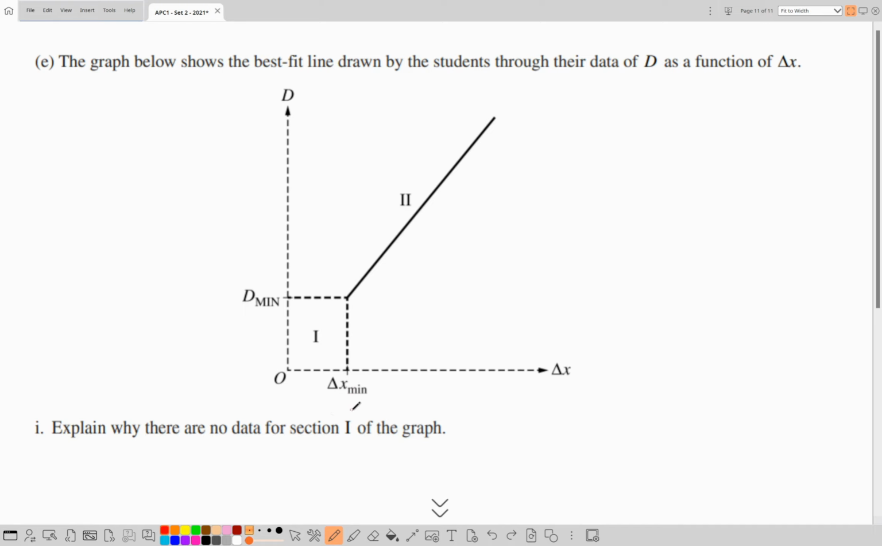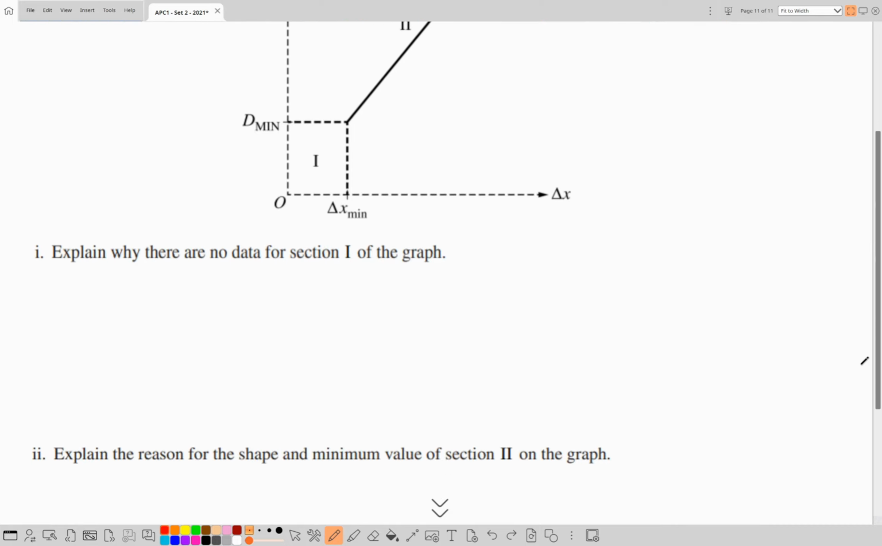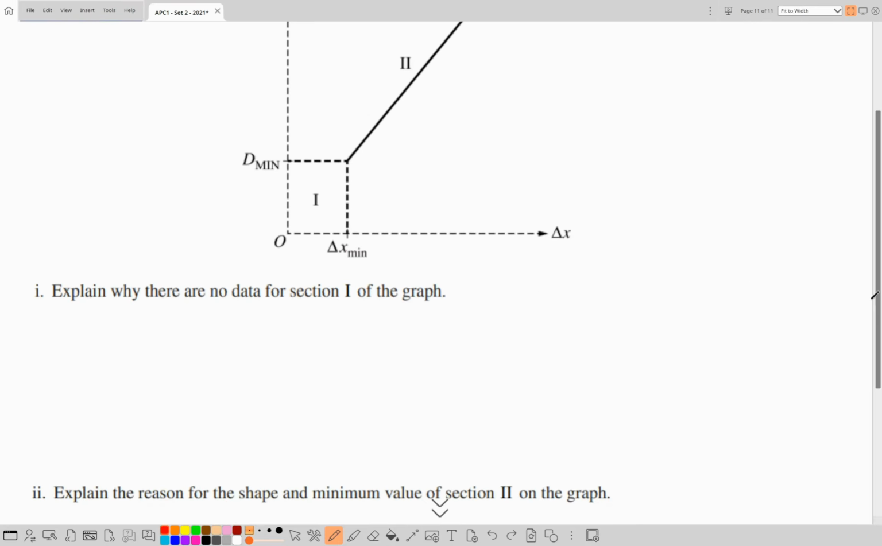Now notice that we have calculated delta x minimum, and delta x minimum represents the minimum value of delta x such that block B maintains contact with the circular track. Or another way, it's the minimum compression required from the spring for the block to make it through the point B. Because for values less than that, the block won't make it through point B and we won't have any projectile motion. So for values of delta x less than delta x minimum, we could not collect any data.